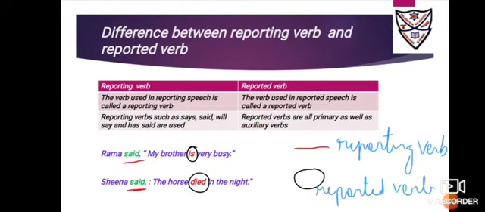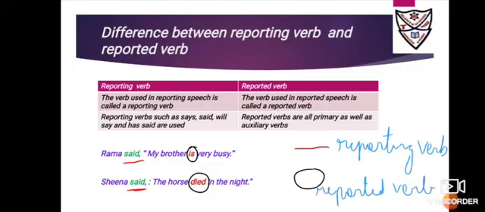Now let us move towards the verbs. As I have told you, there are different terms that I want you to be clear about: reporting speech, reporting verb, and reported verb. So now we'll go for the reporting verb. The verb used in the reporting speech is called the reporting verb, and the verb used in the reported speech is called the reported verb. In short, reporting verbs such as says, said, will say, has said are used. And reported verbs could be all the primary verbs as well as auxiliary verbs.